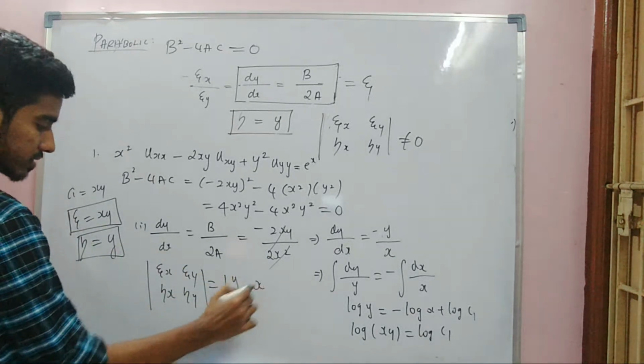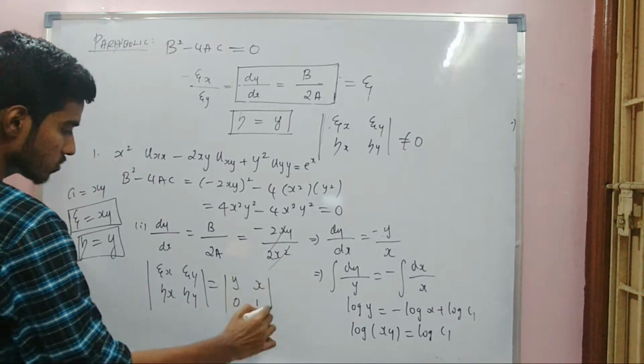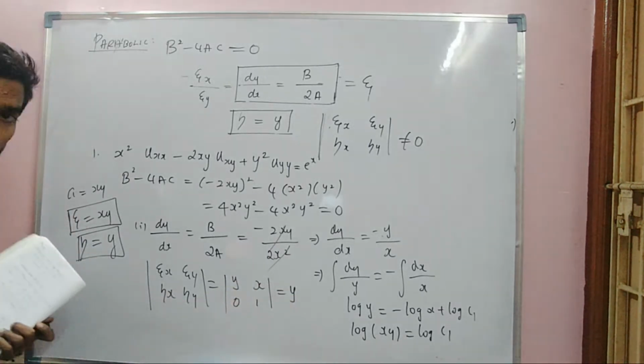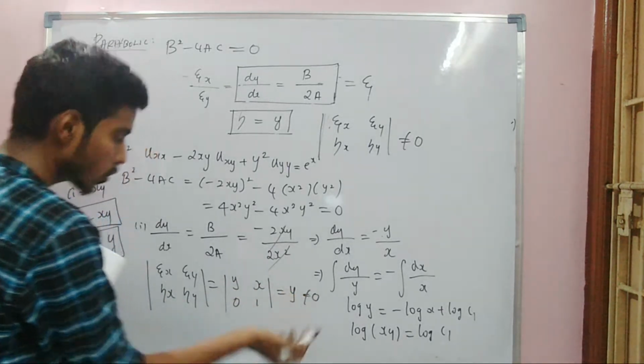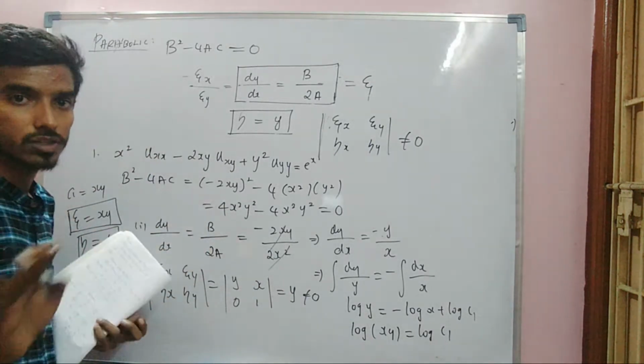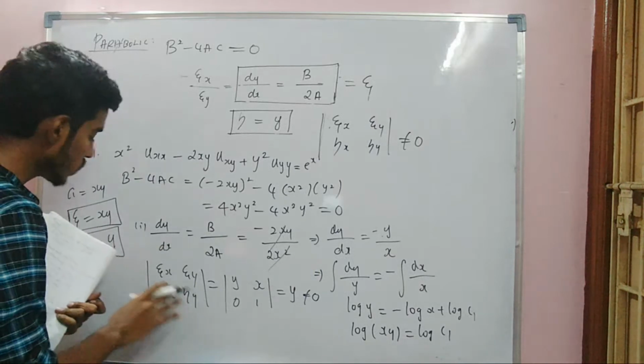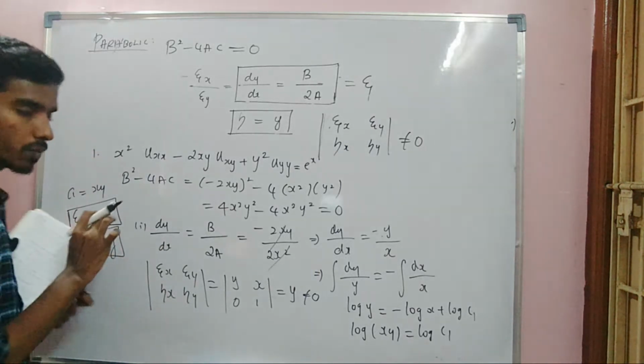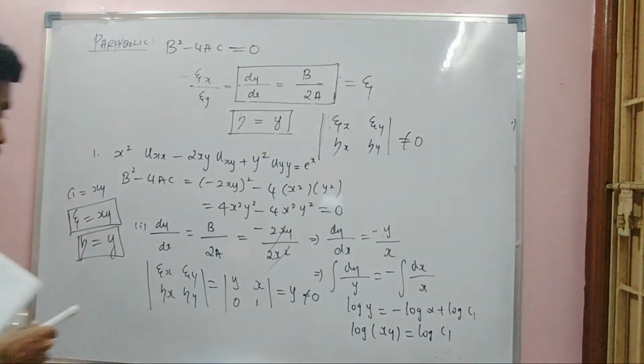Theta y is x, eta x is 0, eta y is 1. You can see this is equal to y. Therefore this is not equal to 0. So you can choose eta to be equal to y. You can choose any eta; it is not that you have to choose y. So we have found two characteristics: theta to be xy, eta to be y.